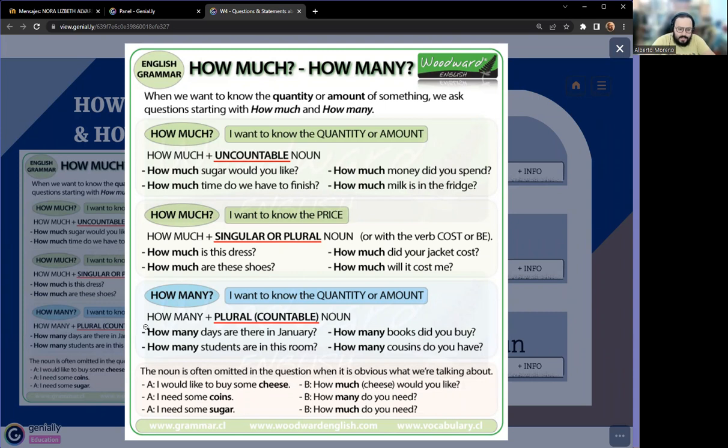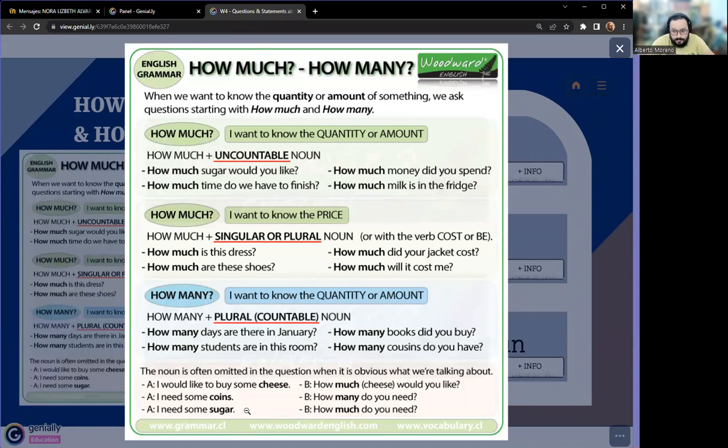Por ejemplo, how many days are there in January? How many books did you buy? ¿Cuántos días hay en enero? ¿Cuántos libros compraste? Si se fijan, aquí tenemos el how many más un sustantivo contable en plural, como por ejemplo days, books, días, libros, students, estudiantes, cousins, primos. En algunas ocasiones, el sustantivo se puede omitir. ¿En qué ocasiones y aplica para tanto how much como how many? ¿En qué ocasiones se omite?